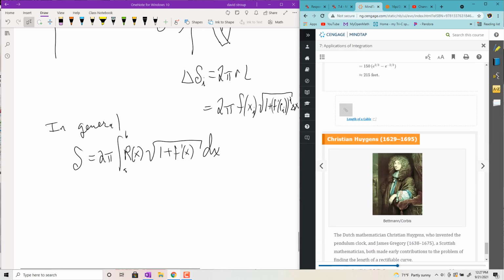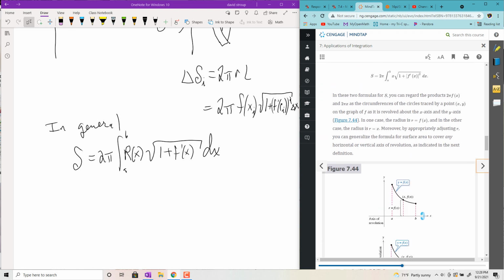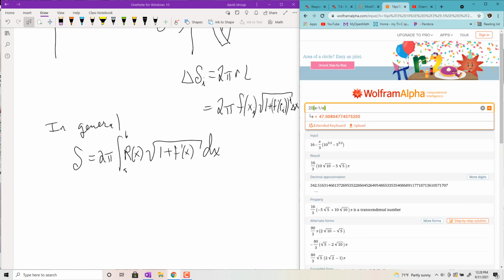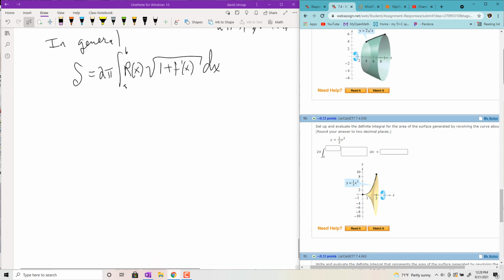Let's just look at whatever kind of problem they have for us. Actually, let's go to the WebAssign problems and try these. All right, so let's try this one, number 10. Set up and evaluate the definite integral for the curve.